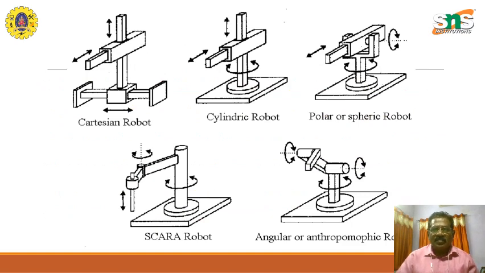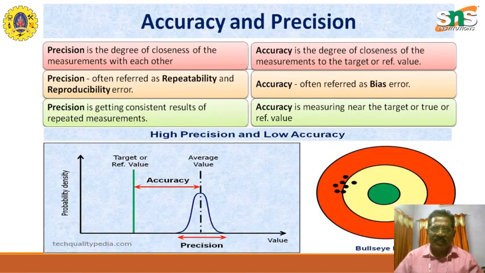This is a continuation, or a summary, of what we had done last time. We had talked about the various configurations of robots: the Cartesian robot, the cylindrical robot, polar or spherical robot, and then we have the SCARA robot or the angular robot. Okay, the different configurations we have seen.